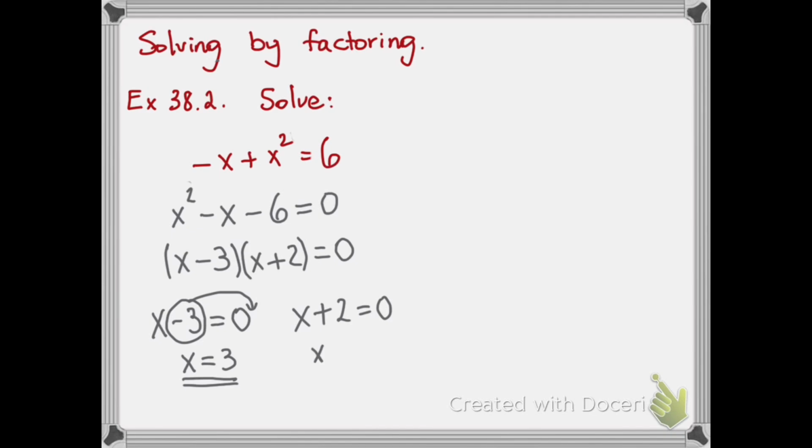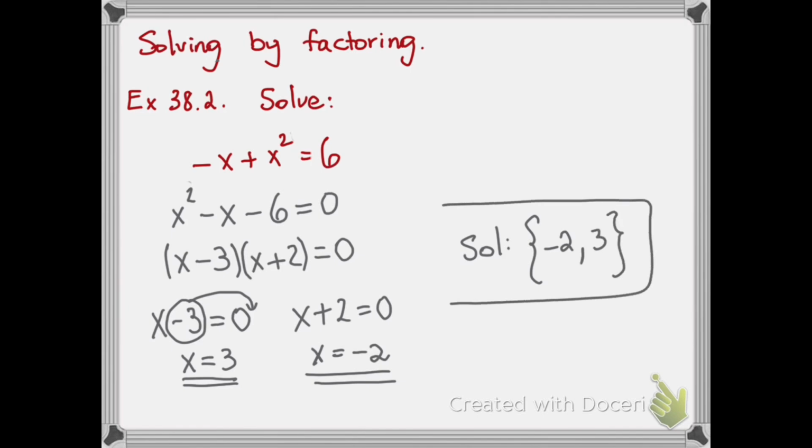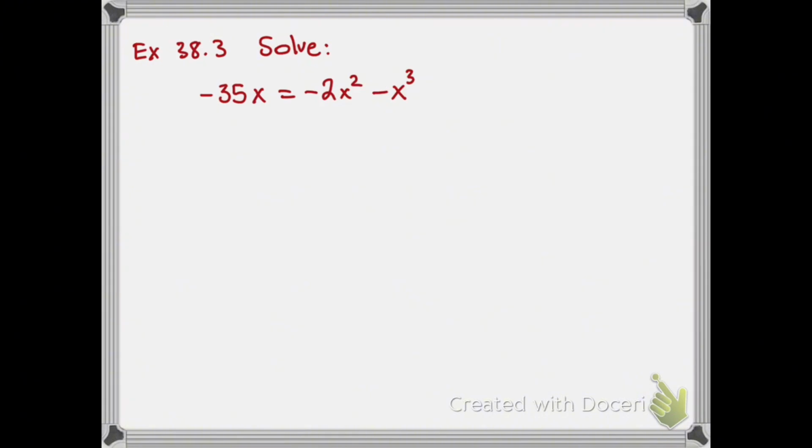Then we do the same. We pass the positive 2 to subtract, minus 2, and that is our second solution. So in this case, the solution set is going to be negative 2 and 3. Notice how I use braces. I don't use parentheses because we're not talking about a point. We are giving a set. Let's look at the next example.